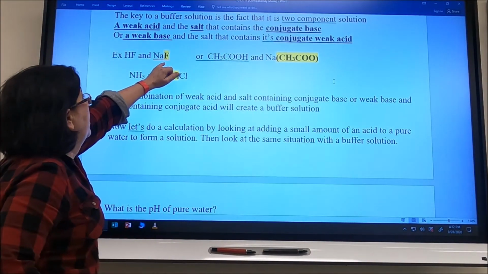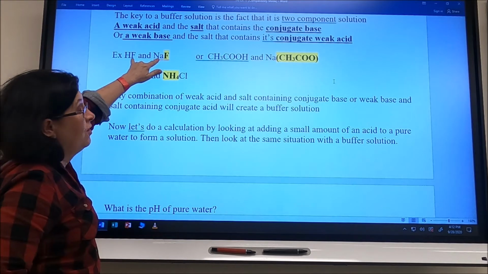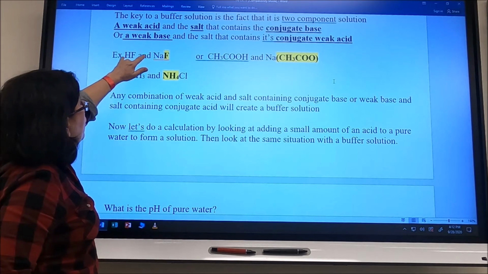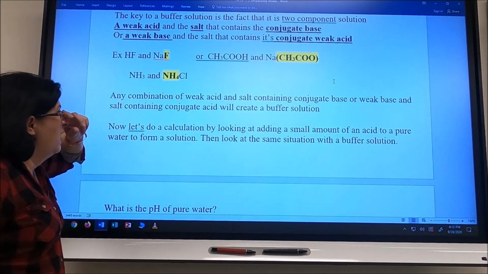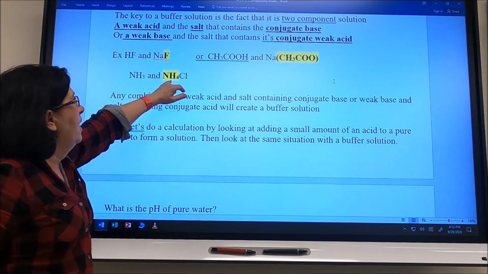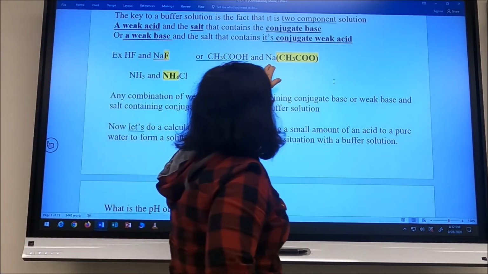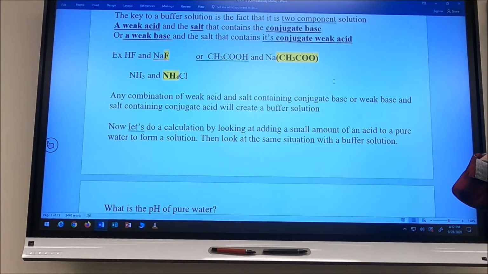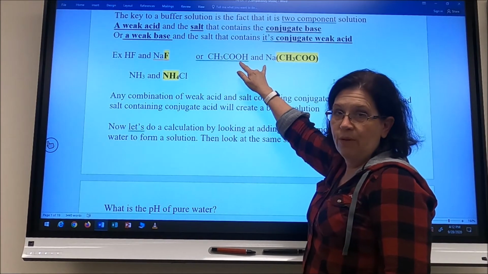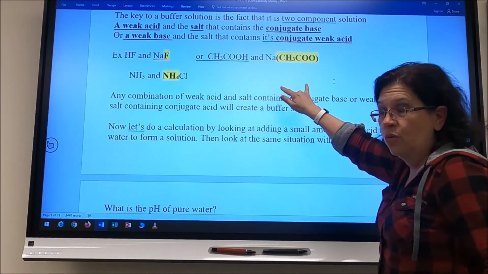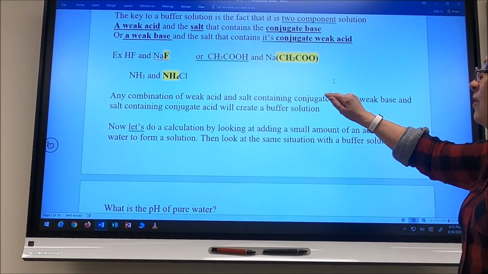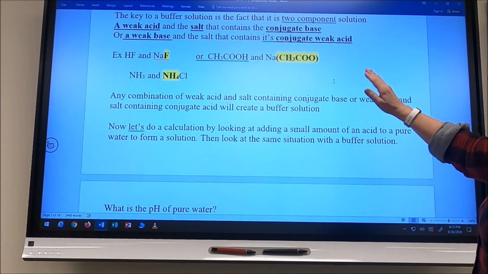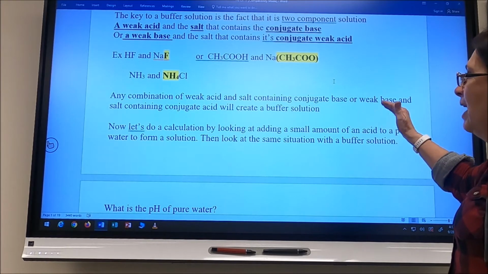So if I had HF and sodium fluoride, I'd put both of those in solution so that I've a substantial concentration of HF to begin with and a substantial concentration of fluoride ions to begin with. I've got a buffer. Ammonia and ammonium chloride. Acetic acid and sodium acetate. When we did one of our experiments this semester, one of the solutions we used was an acetic acid buffer. So any combination of weak acid and a salt containing its conjugate base, or a weak base and a salt containing its conjugate acid, can be used to create a buffer.